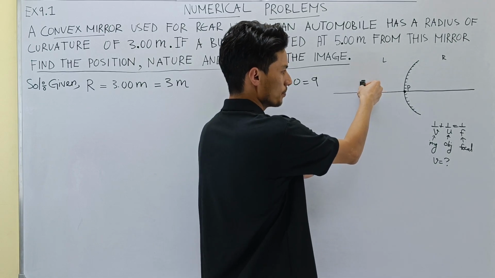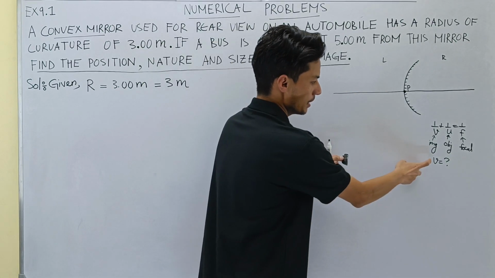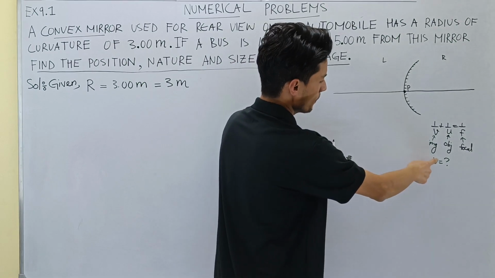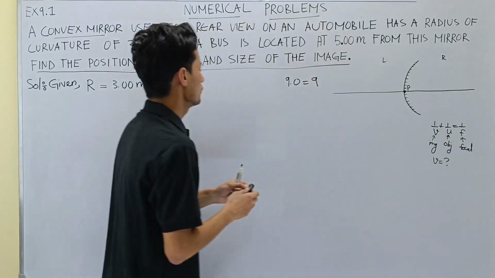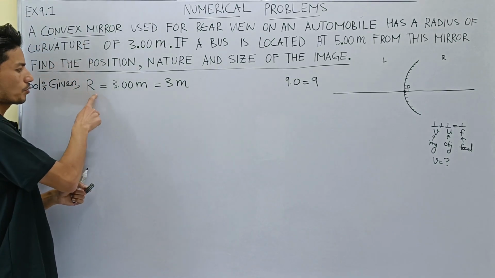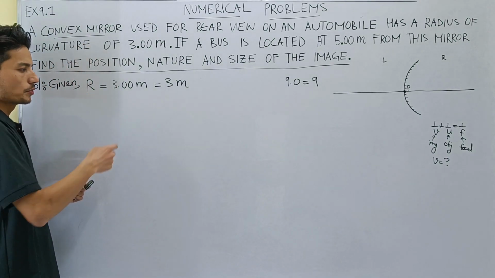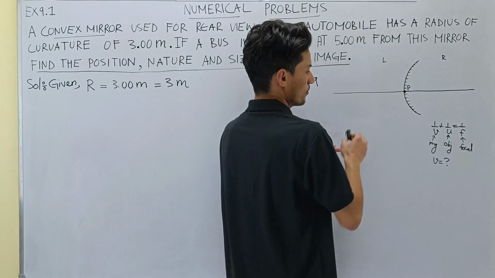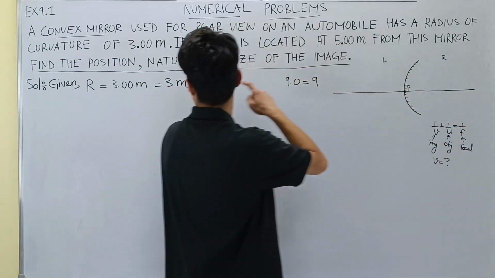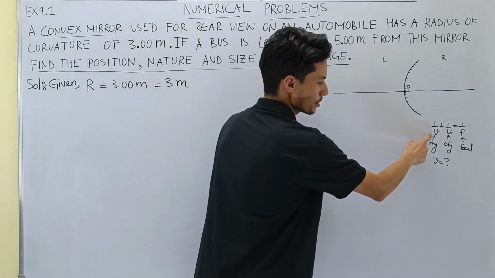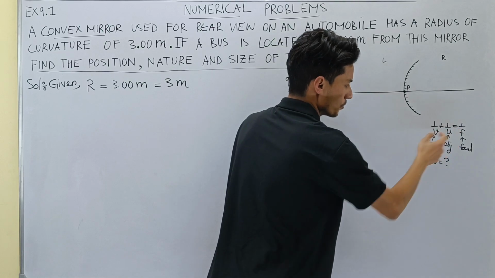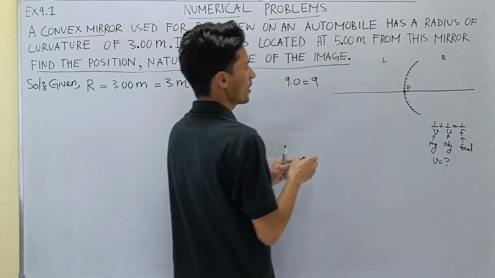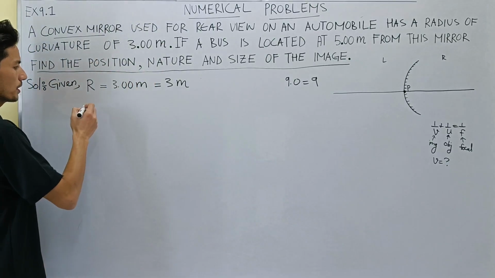Now the bus has to be the object. Why? Because it cannot be the image, is it not? Image we are supposed to find. Focal length I did not tell you, but from r we can find focal length. So very soon we'll come to it. So this 5 meter has to be the object, because focal length we will get from r, and image we are supposed to find. So left is u. So u has to be this information. So object distance is 5 meter.